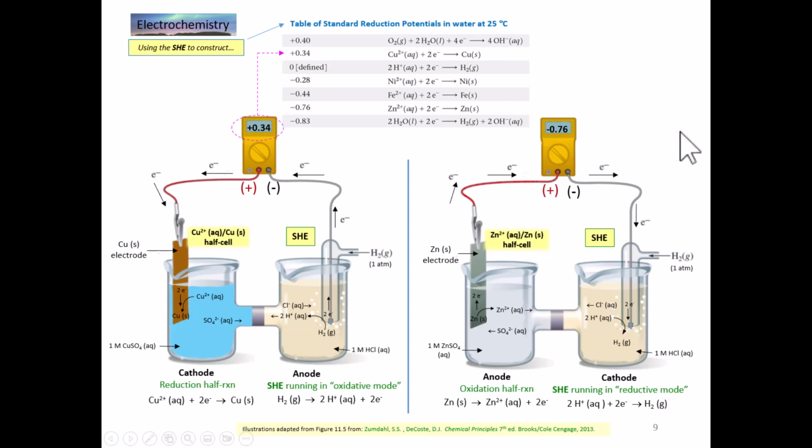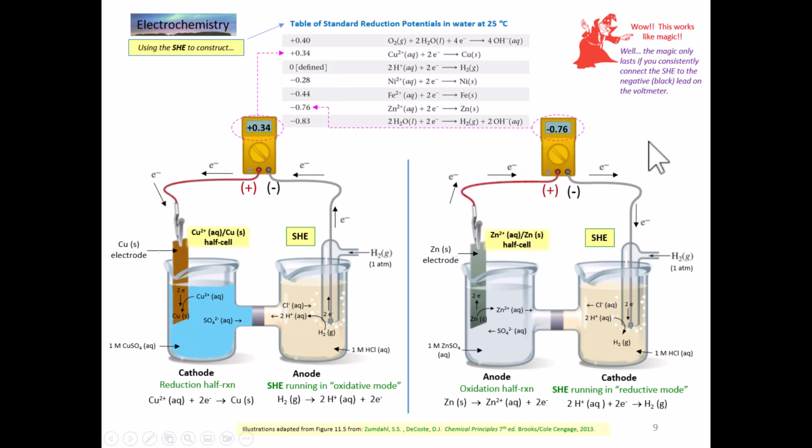Well, what do we have for a reading on the voltmeter? The voltmeter now reads minus 0.76 volts. And lo and behold, that's the value listed for the zinc 2 plus zinc system on the table of standard reduction potentials.